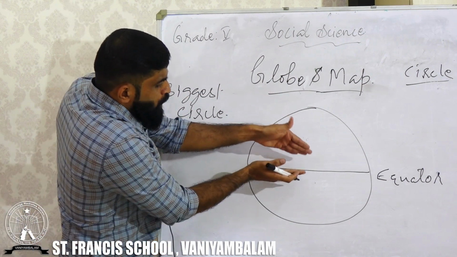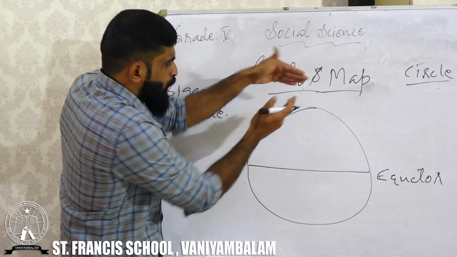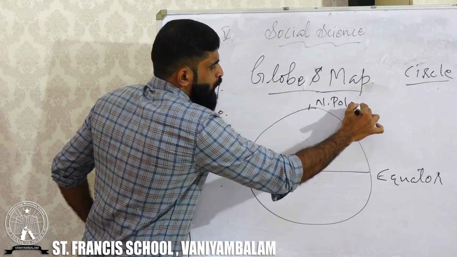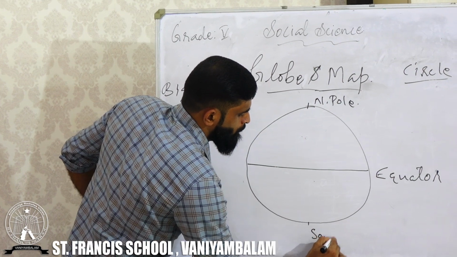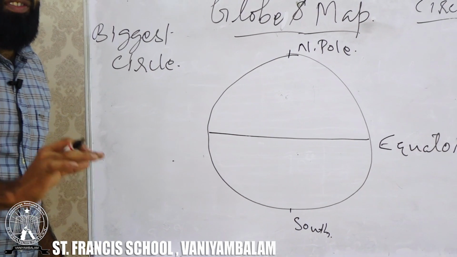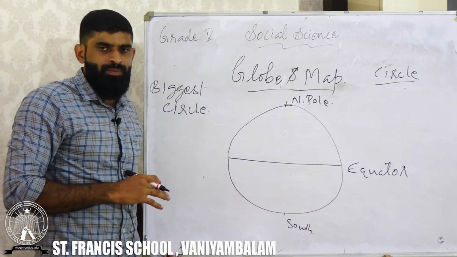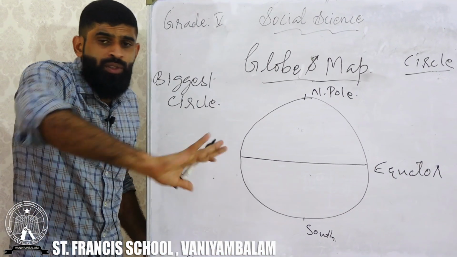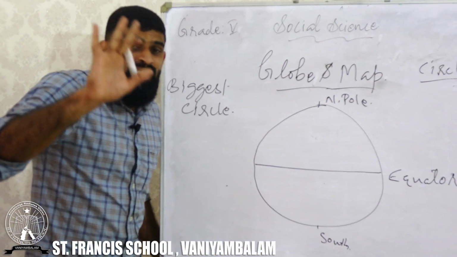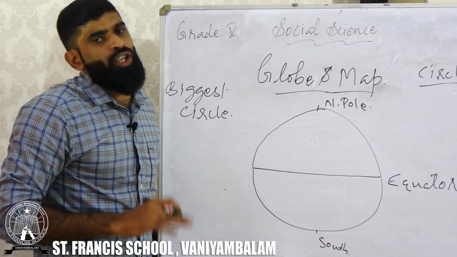When we move from the middle part of the earth to the northern side and southern side, the northern end is called the North Pole, and here it is the South Pole. As we compare the latitudes, there is no change in their shape. But the size and length of the latitudes do have some changes.